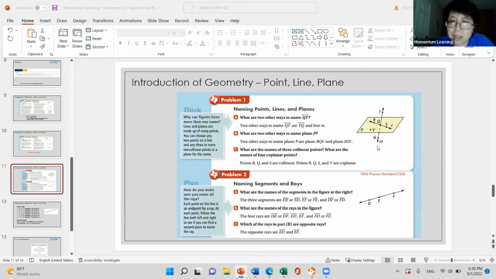Another question: collinear. We say that Q, R, S lie on the same line, so we call them collinear. QRS are collinear. Do you find the other three points? They're also collinear.